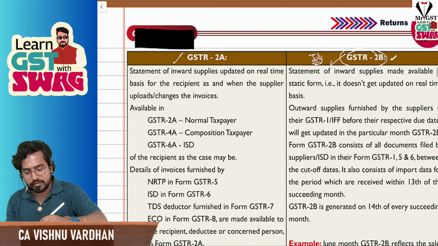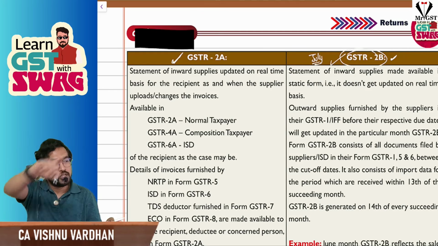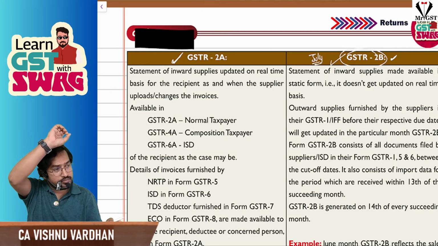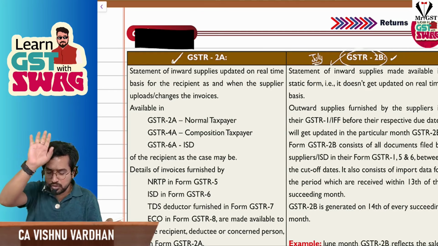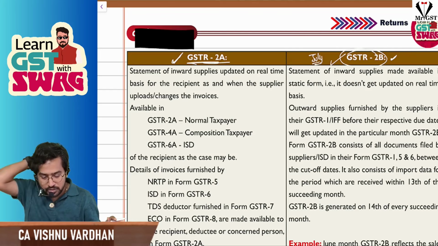2A is not like that. April month invoice will come in April 2A. Even if you have filed the return later on, after 3 months, after 4 months also, it will come and reflect only in April GSTR 2A.